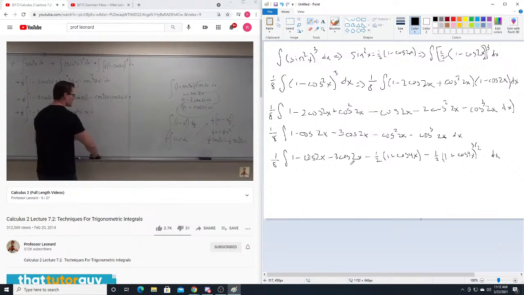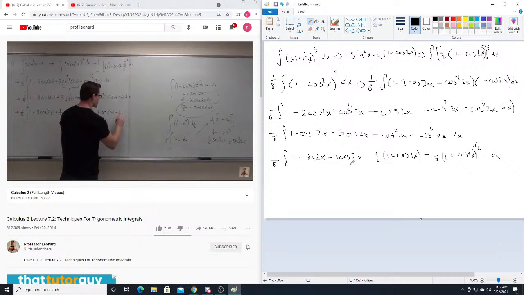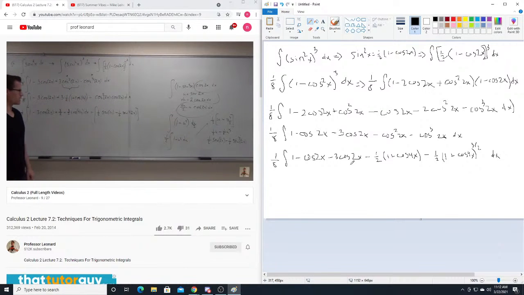So this is going to be minus this stuff: 1/2 sine 2x minus 1/6 sine cubed 2x. I'll put the plus c on the very end of my problem. I don't need to deal with it right now.